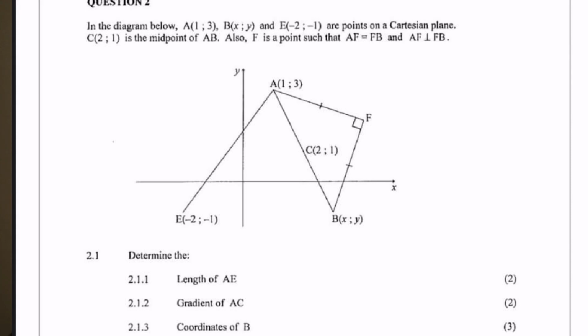In the diagram below, A (1, 3), B (x, y), and E (-2, -1) are points on a Cartesian plane. C (2, 1) is the midpoint of AB. Also, F is a point such that AF equals FB, and AF is perpendicular to FB.